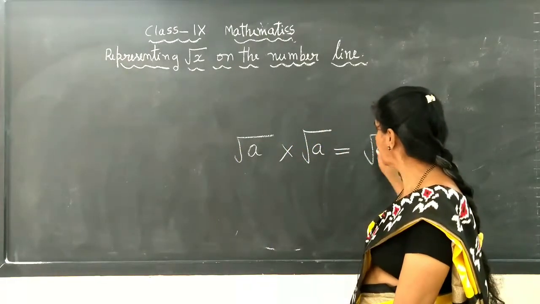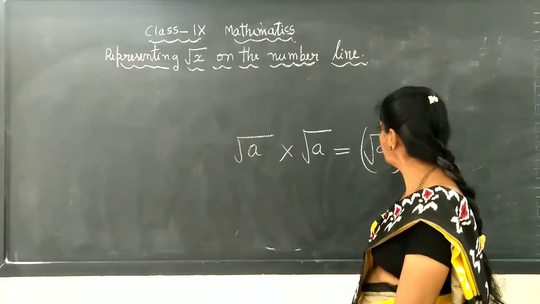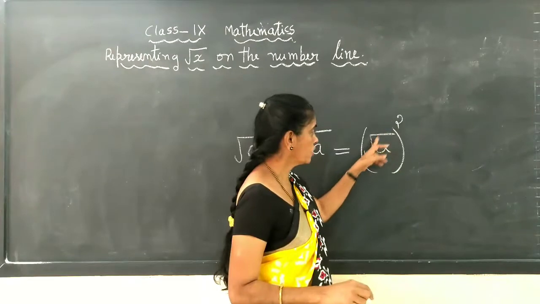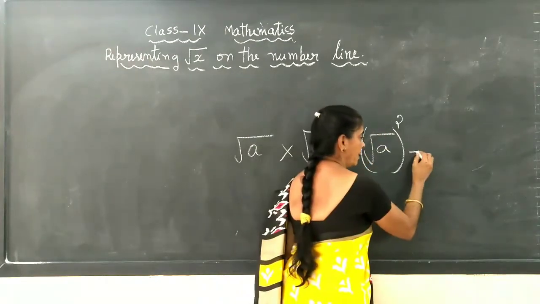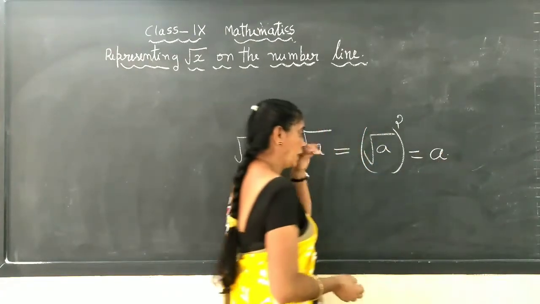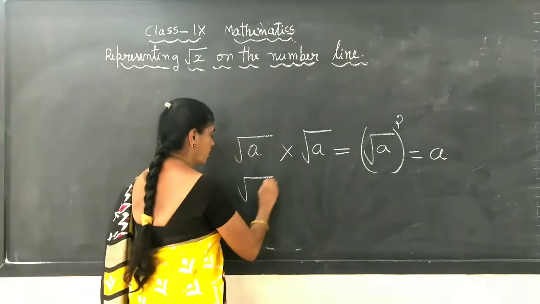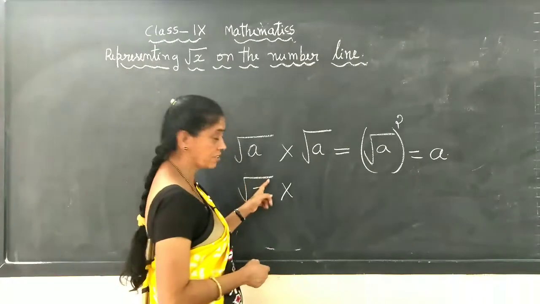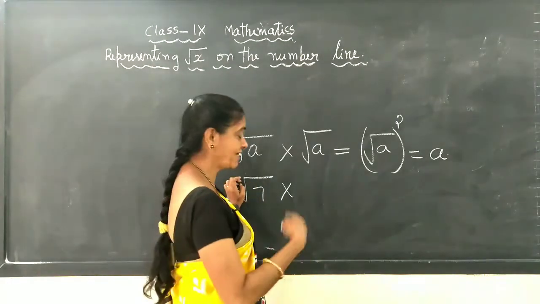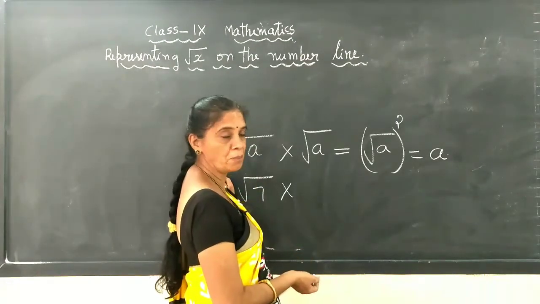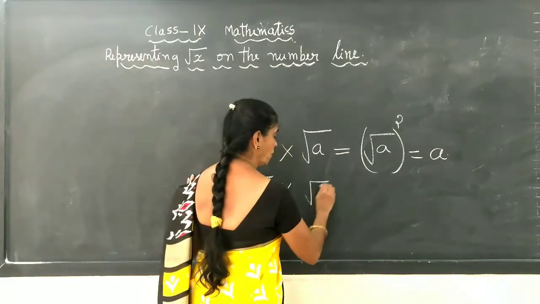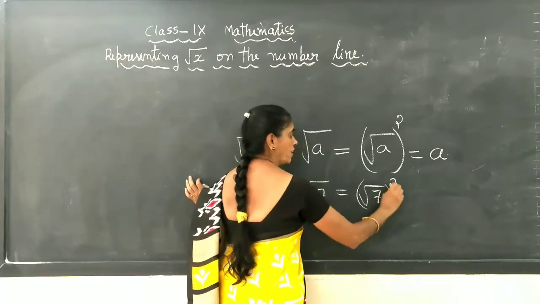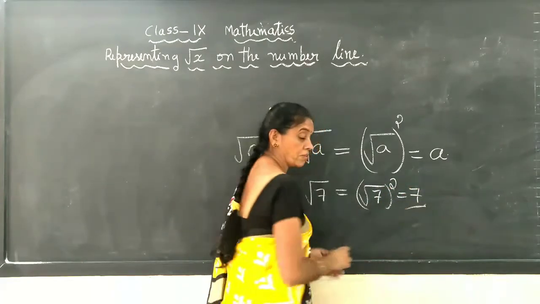It is square root a to the power of 2, and you know that by squaring the root, these 2 will cancel and you will get a. Like for example, square root 7, you want to remove this square root sign so that it becomes 7, a rational number. So what you have to do? You have to multiply by square root 7, right? You will get square root 7 squared and you will get 7, the rational number, right?